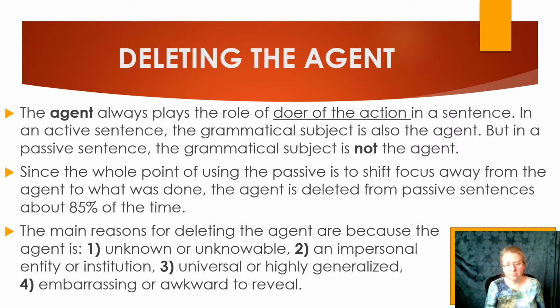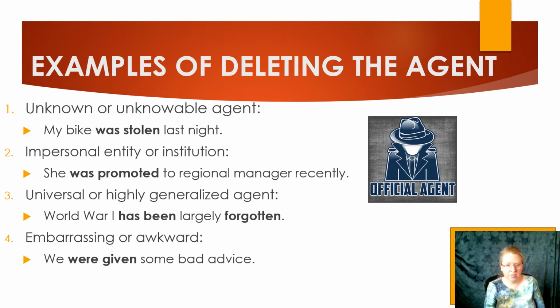So often, probably about 85% of the time, we actually delete the agent from passive sentences. So there's some reasons why we do this. It could be because we don't know the agent. It could be because it's an impersonal entity, or it's a highly generalized entity, or it could be embarrassing or awkward to say who the agent was. Here's some examples of that.